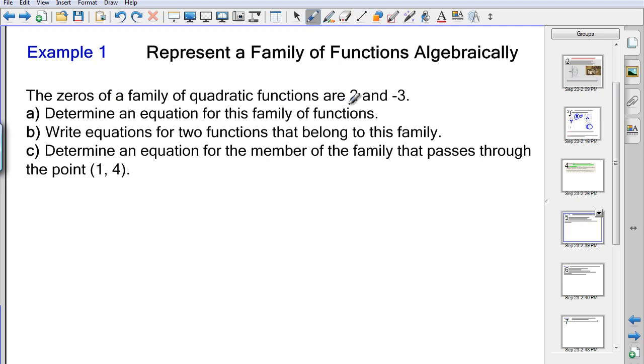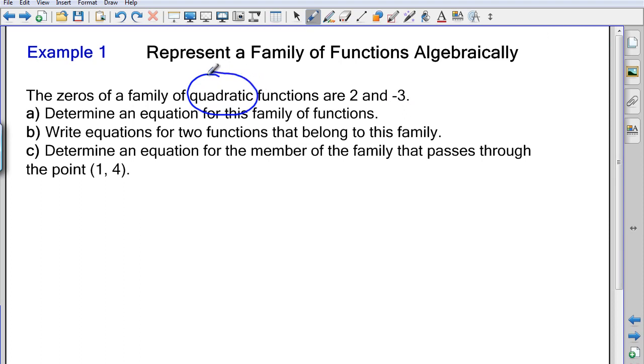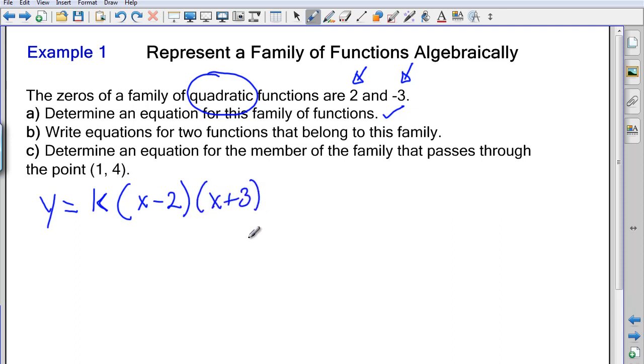The zeros of a family of quadratic functions are 2 and -3. The important points that we've already picked out is that this is a quadratic function and there are 2 x-intercepts, one at 2 and one at -3. The first question is determine an equation for this family of functions. Because we are dealing with a family of functions, I am going to use a k value out in front and write out what the x-intercepts are in factored form. That's really all I want. This represents a quadratic with x-intercepts at 2 and -3 affected by some k value. But there could be infinite examples of this.